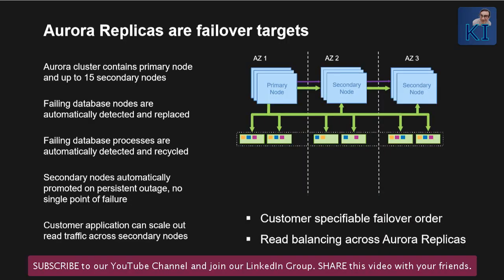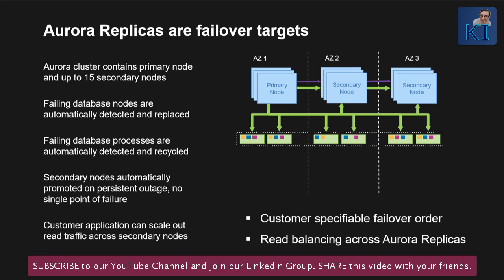A quick thing additionally here. Any database node which fails or something goes wrong would be repaired or replaced. Like it will be flushed and a new one would be created, right? Secondary nodes are automatically promoted on persistent outage, no single point of failure. So this part we talked about already. If you have a master and replica, you don't have to worry. Automatically, the other one would become master.